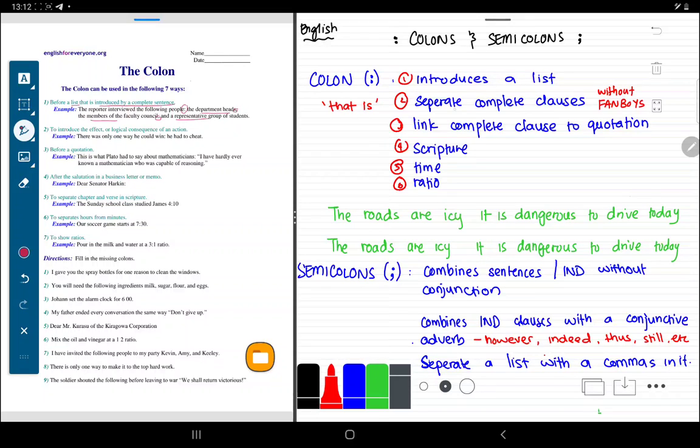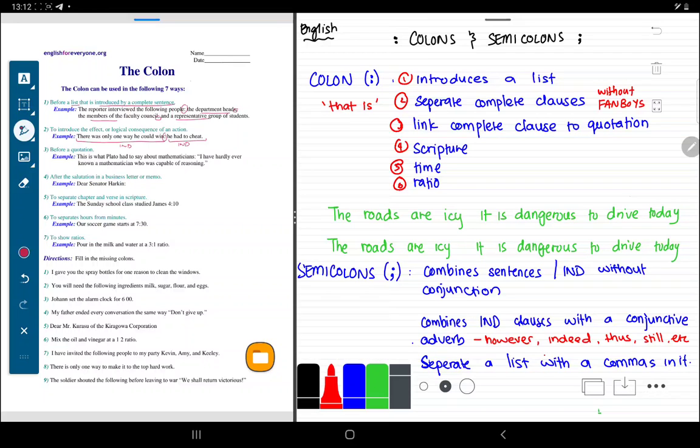Second, if we were to use them to separate complete clauses or independent clauses. If we were to look here, it says there was only one way he could win. He had to cheat. Each would be our independent clauses, right? But we have a colon in between them.